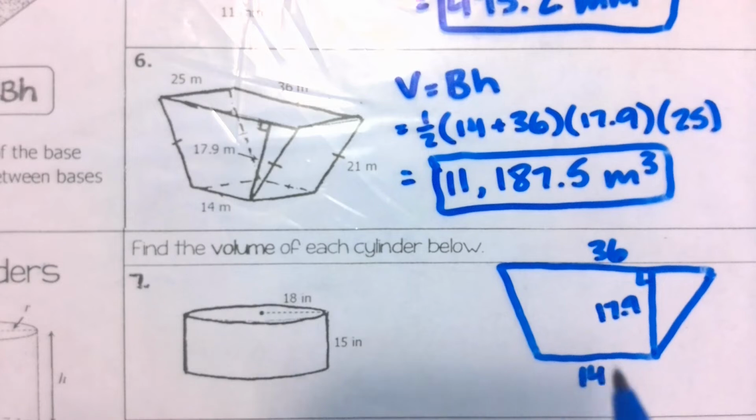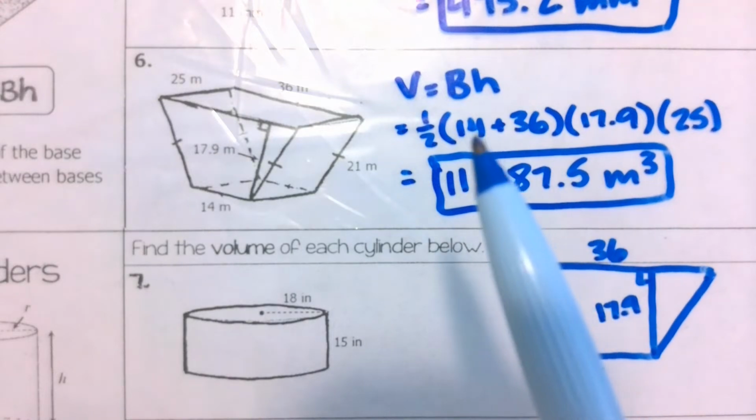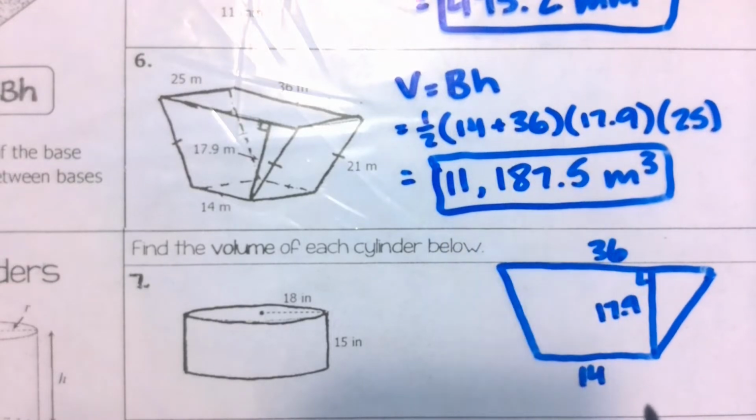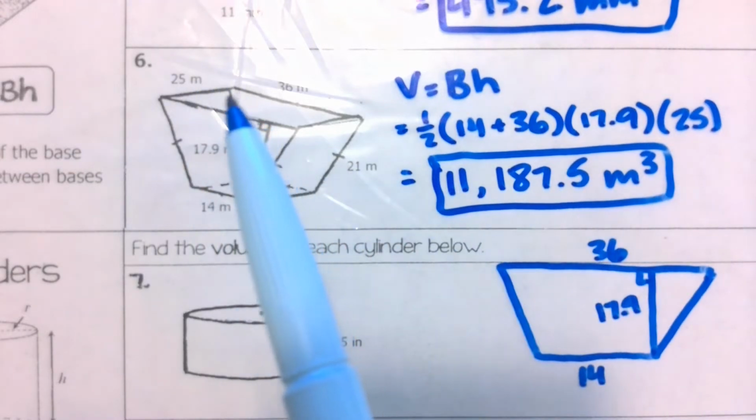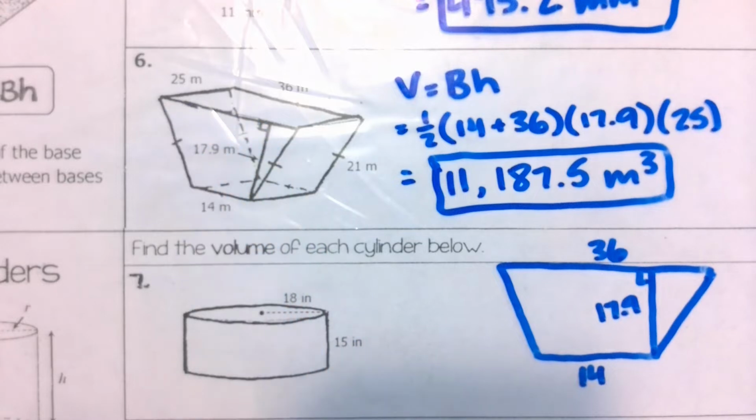Sometimes it helps to go ahead and redraw that base off to the side, maybe even finding the area of the base and then just plugging it into that base times the height, area of the base times the height. Sometimes that's helpful. Make sure that your distance in between the two bases is the height of the figure, so it should be 25.